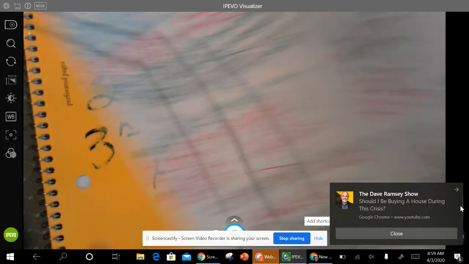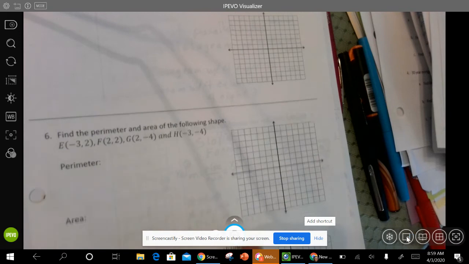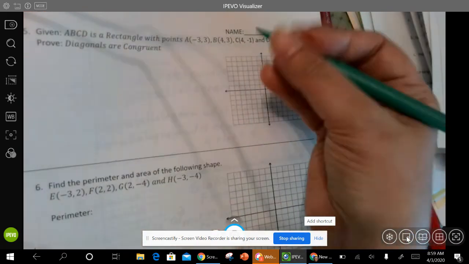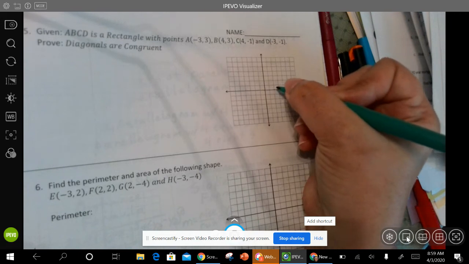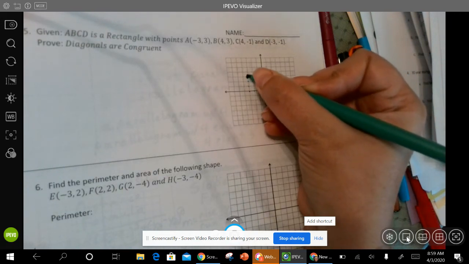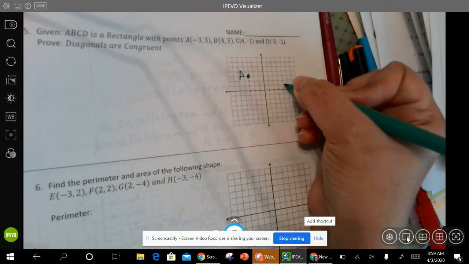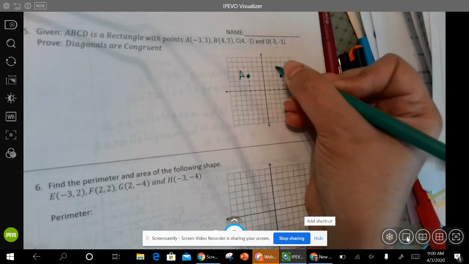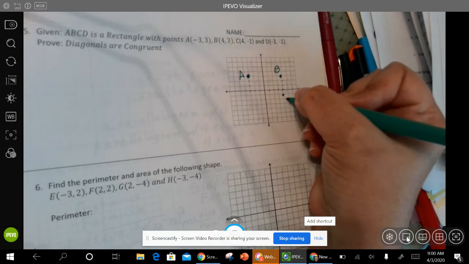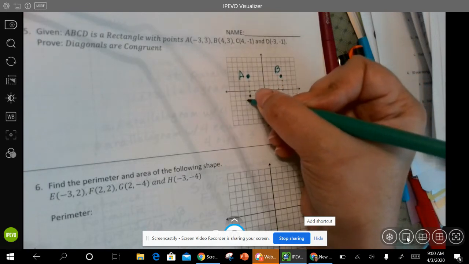Okay, so let's keep going on this. We're going to go ahead and look at these. So we have -3, 1, so 1, 2, 3, up 1, 2, 3. Okay, and then over 1, 2, 3, 4, up 1, 2, 3. And then 4, down 1, over 1, 2, 3, down 1 for D.